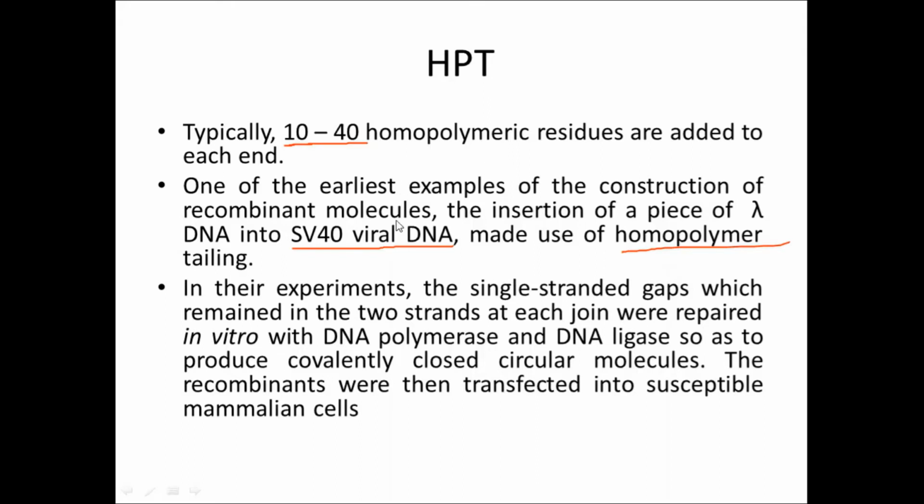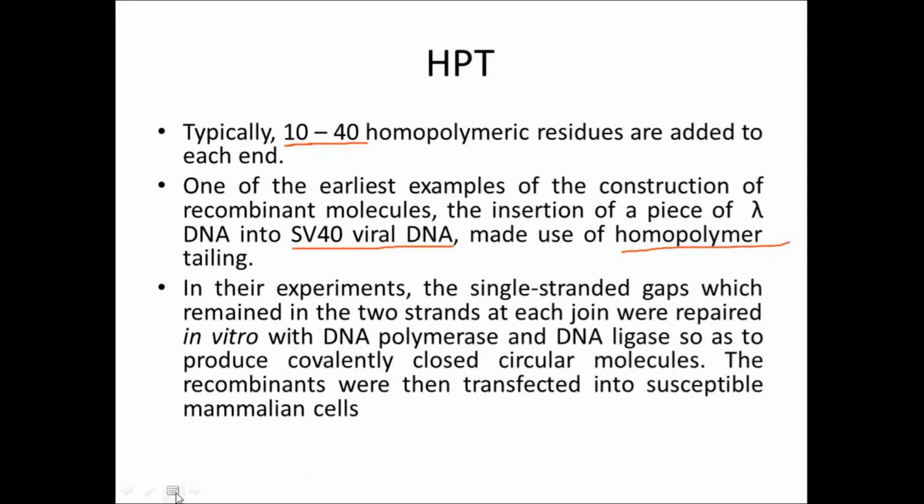The first homopolymer tailing method was employed on the SV40 viral gene. You know SV40? SV40 is a very famous virus, a double stranded DNA virus, and it also belongs to the retrovirus group. The double stranded DNA was involved in homopolymer tailing. Finally, it is manipulated.